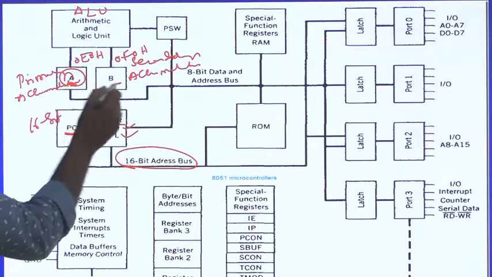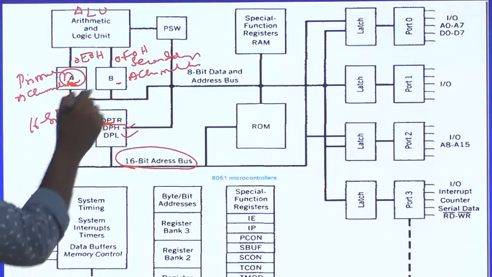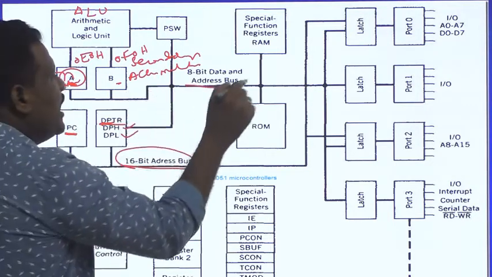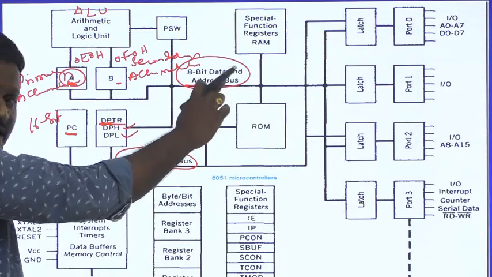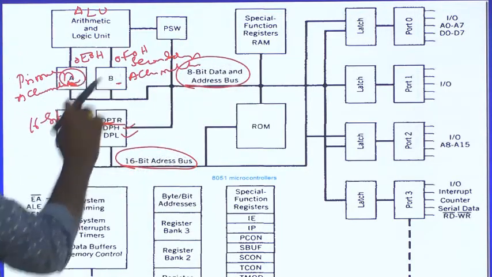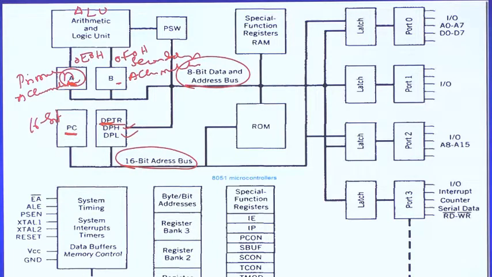But coming to these A and B registers, their sizes are 8-bit, and the outputs are given to the 8-bit data and address bus. So here there are two internal buses. One is the 8-bit data and address bus, which is connected to A and B, and another one is a 16-bit address bus. It is connected to PC and DPTR.